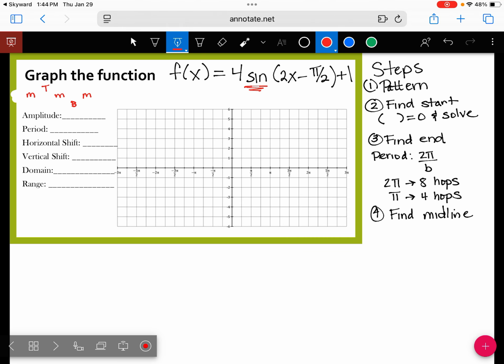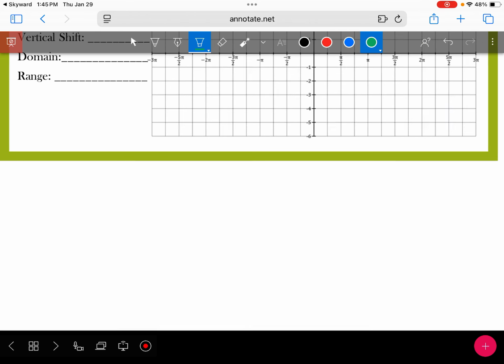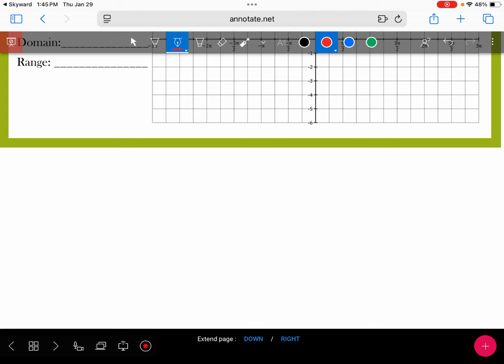Now we're going to figure out where do we start this wave. To figure out where to start, I want you to take your parentheses and set it equal to 0. I'm going to bring that down here so I have room. So my start is 2x minus pi over 2. Is that what I had in there? All right, set that equal to 0.